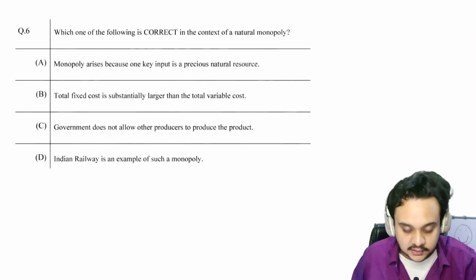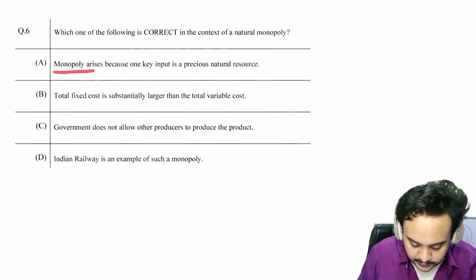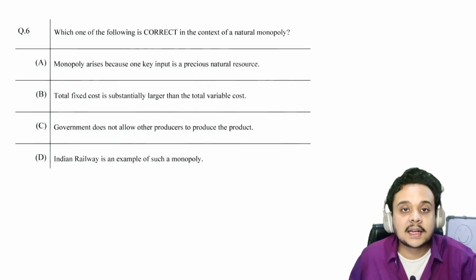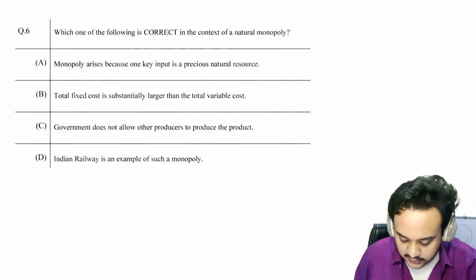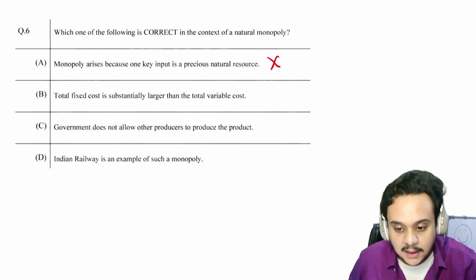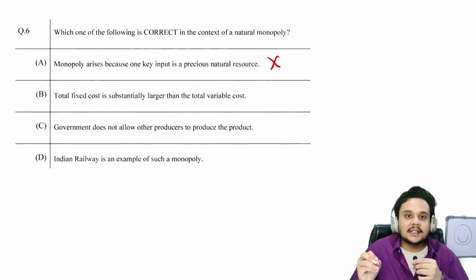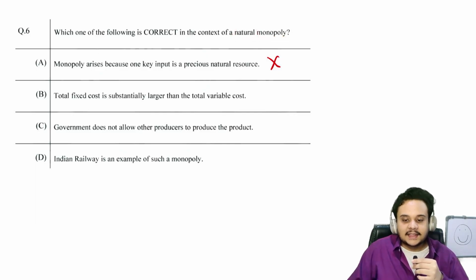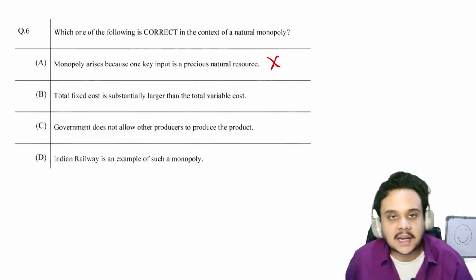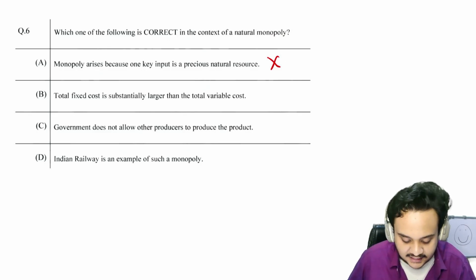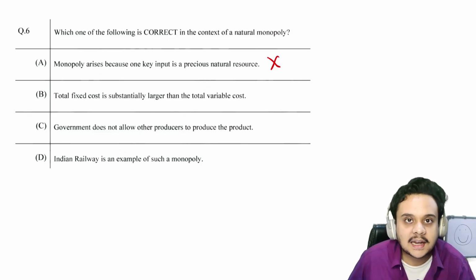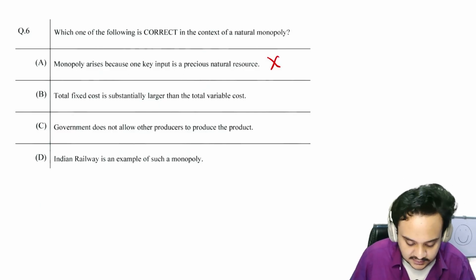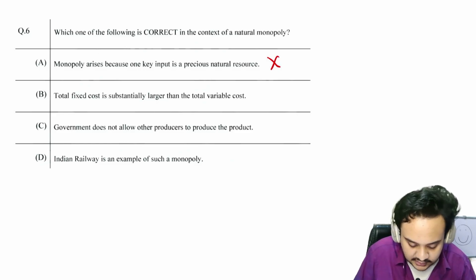So now let us see the options. First one: monopoly arises because one key input is a precious natural resource. No, that is a resource monopoly. That is not a natural monopoly, right? Now a lot of students also get a little confused in this option because of the name natural monopoly, right? They think that it must be because of some kind of natural resource, but no, that is not the case, and that is the reason that the JAM examiner has played on your weakness and he has put this statement in this question.